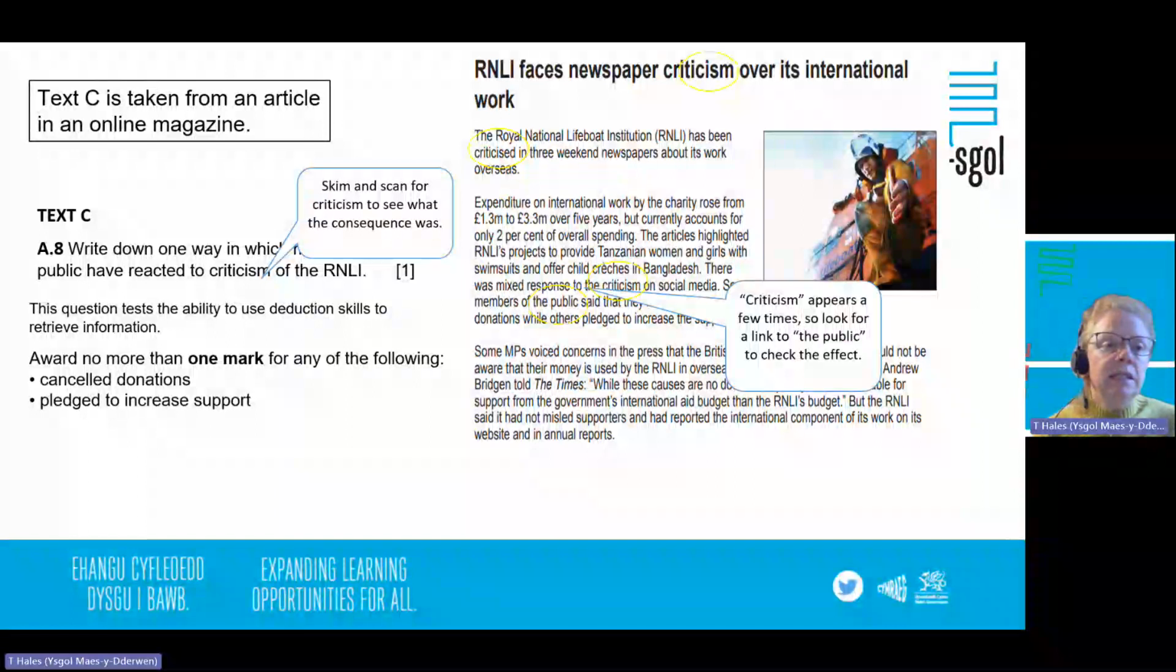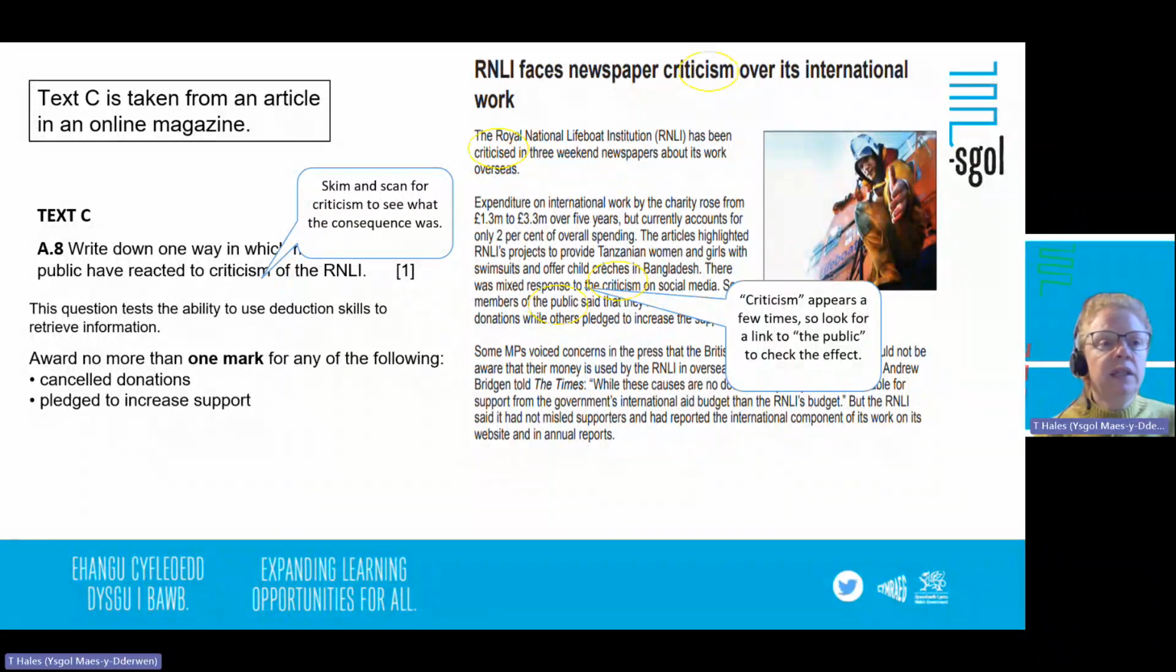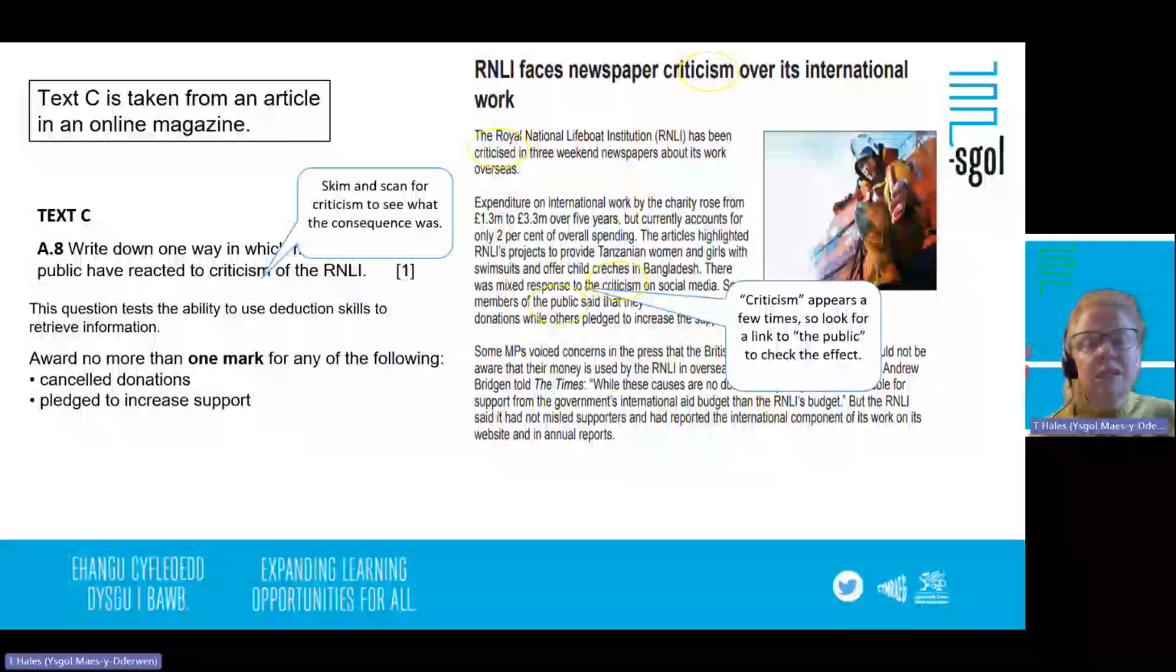Okay, so we're on A8. It says, write down 1 way in which members of the public have reacted to criticism of the RNLI. So we've got to skim and scan for criticism to see what the consequences were. However, criticism shows up quite a few times in this text. So the thing to do now is find out where it's got criticism linked to public, and then you're going to start seeing those consequences. So make sure that you're really focusing in on the right part of the text.